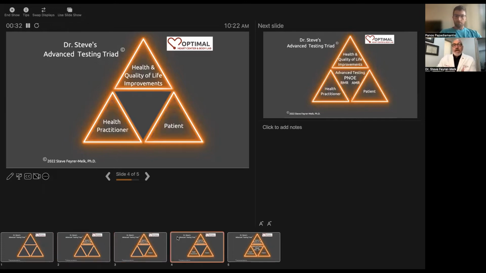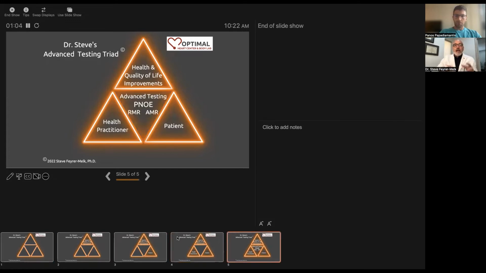And how we do it: we have a patient, and we have the practitioner, who in this case is me. If we want to get to that pinnacle of health and quality of life improvements, we have to have some way of using data to get it there. Data is power. Data drives what our recommendations are. Without it, we're just guessing. We're using examples of what we did in the past, hoping that something changes in the future for the patient. But we want it to be specific for that patient, and that's where the power of the advanced testing with the Pnoe devices comes in our practice.